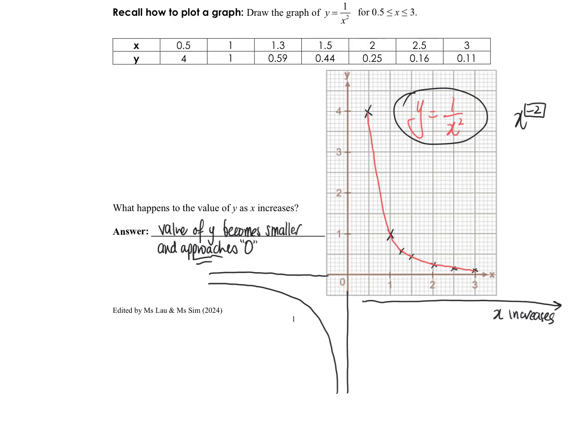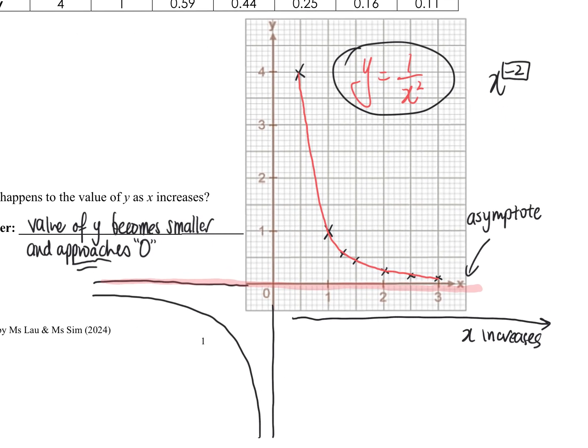So now I'm going to introduce you to this word, called the asymptote. Okay, asymptote is a line where your curve approaches but will never touch it. Okay, it is actually the value where your graph is undefined.